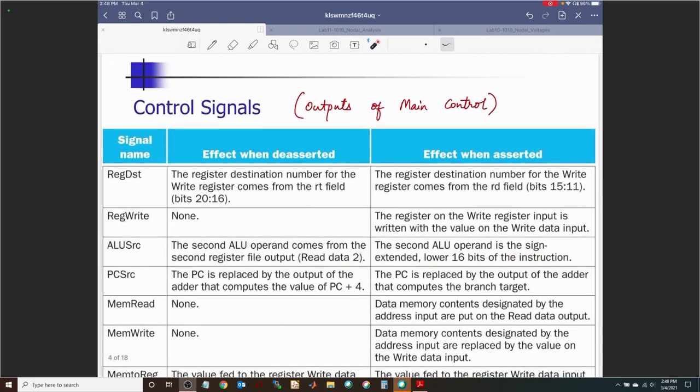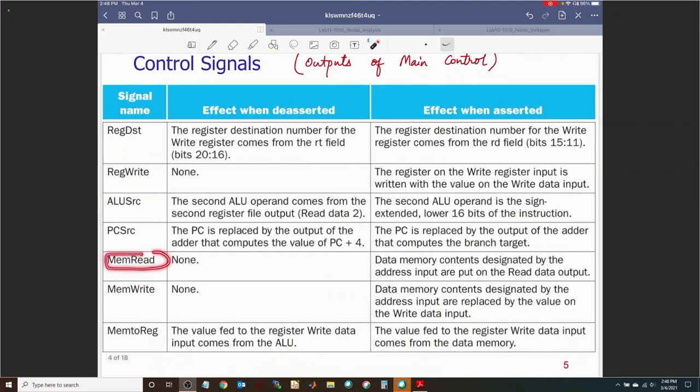Let me talk about a couple of them here. Memory read and memory write. When they are not asserted, then the effect is none. However, when they are asserted, then you are either reading from memory. Why would you need to read from memory? Well, you may have a load word, right? When you do a load word instruction, then you are reading from memory.